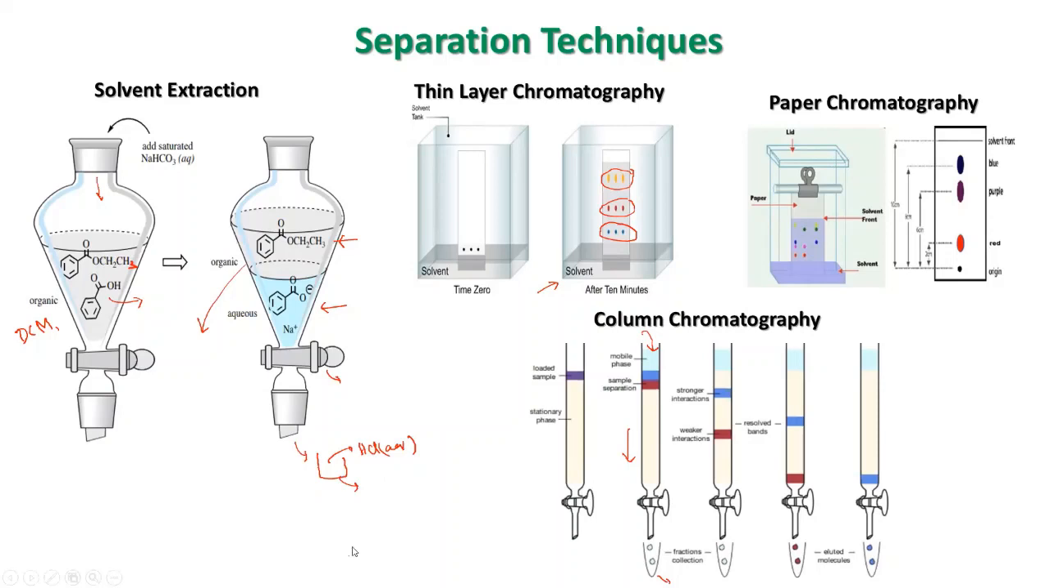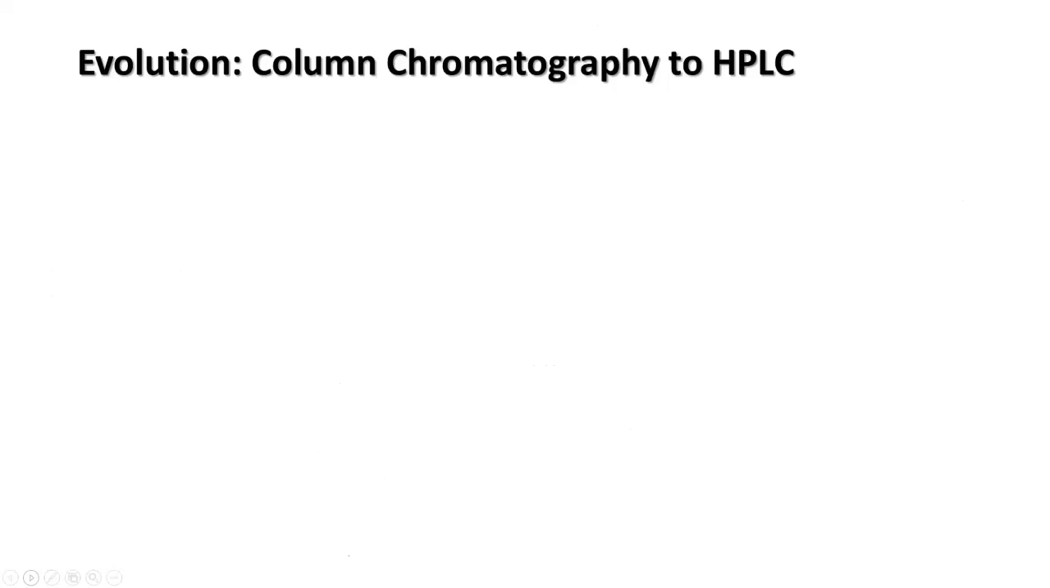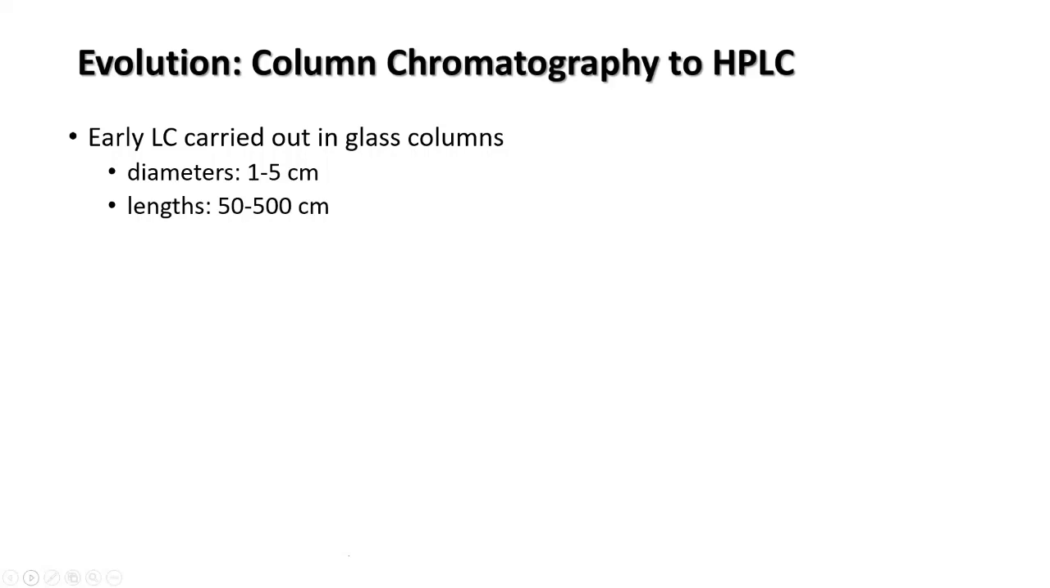Now let me come to the need for HPLC, how the evolution of column chromatography led to HPLC. So from column chromatography to HPLC, we'll come to know the details of HPLC. Just let me give you some basic information about column chromatography. In liquid chromatography or column chromatography, generally we work in glass columns of diameter 1 to 5 centimeters.